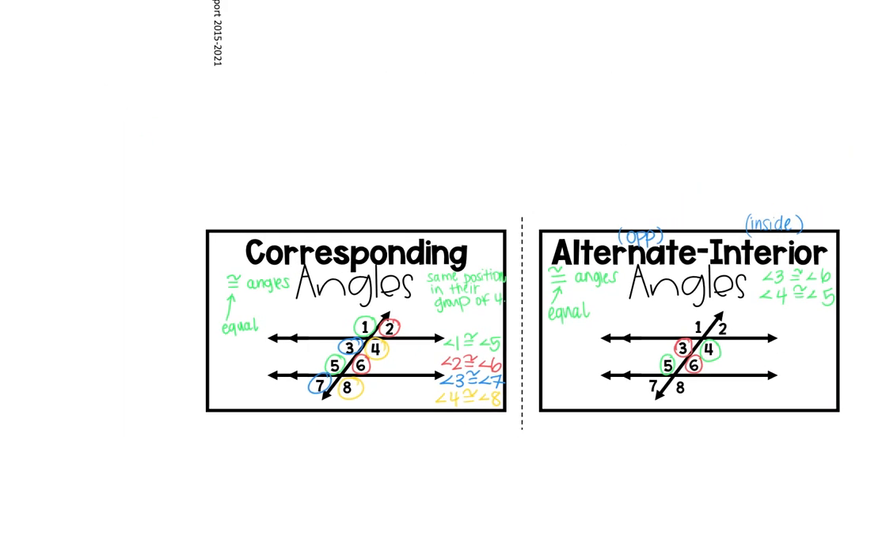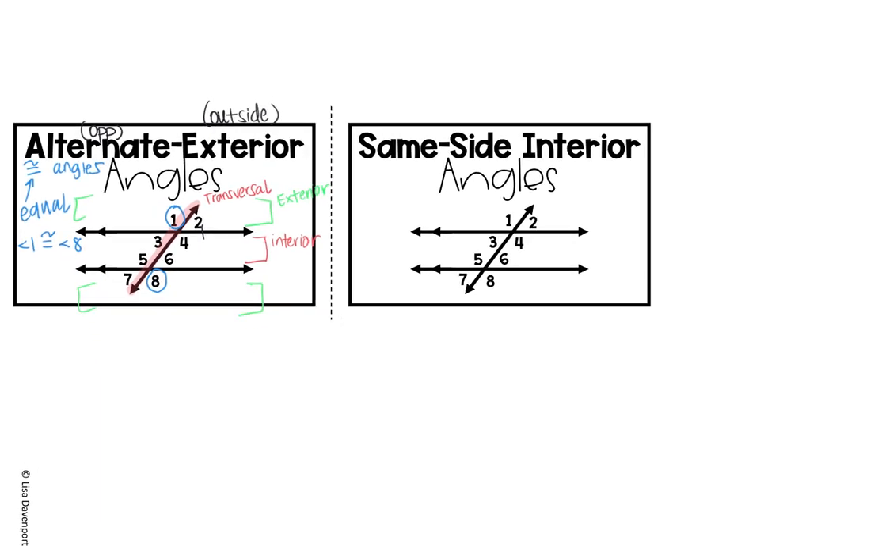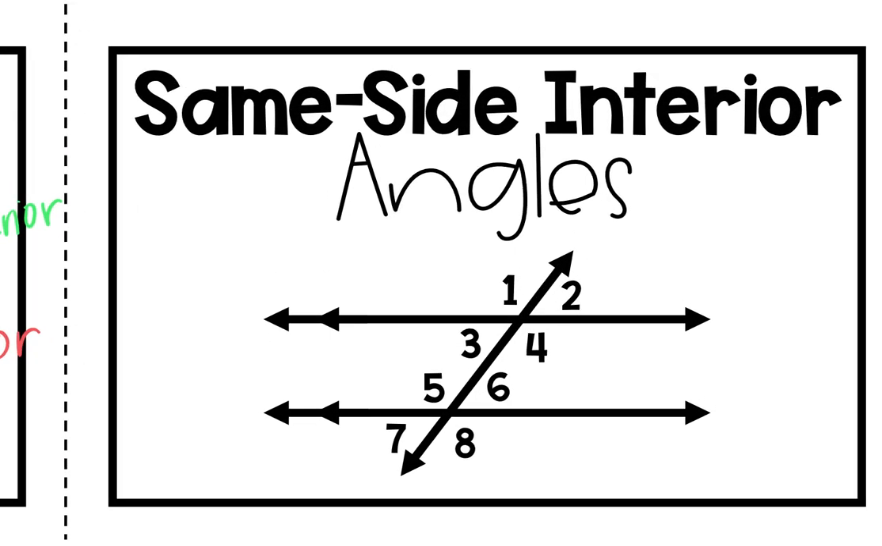Okay, the only one that's a little bit different that will not be equal to each other is same side interior angles. If you're dealing with same side interior angles, you're dealing with angles that are inside of the parallel lines. So 3, 4, 5, and 6, these are your options for same side interior. Because it's the same side, that means they're on the same side of the transversal. So remember, your transversal is right here. This is your transversal. They must be on the same side, both of those angles.